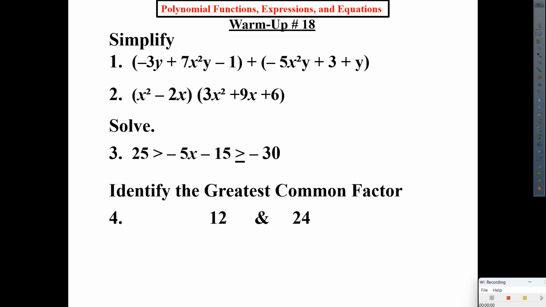So warm-up 18 reads, simplify numbers 1 and 2. You know what to do. Number 3 is to solve. We've been doing those as well. And number 4, GCF, or the greatest common factor. Give you guys some time.